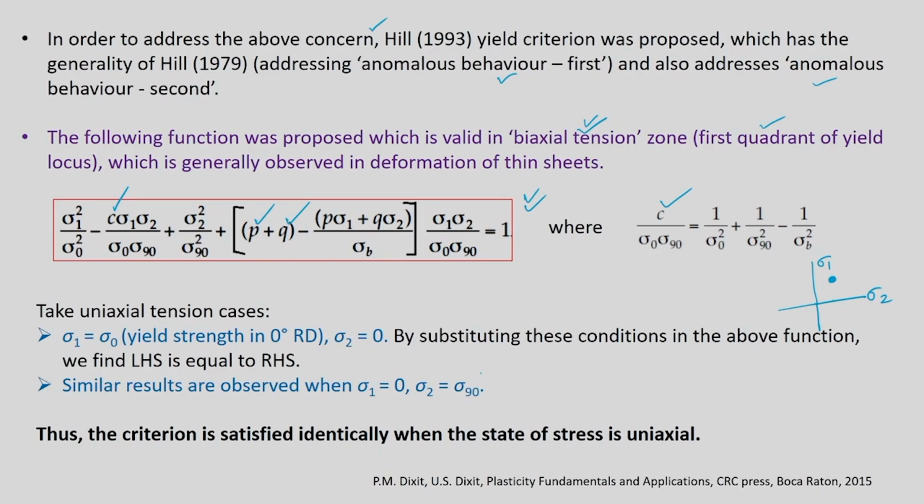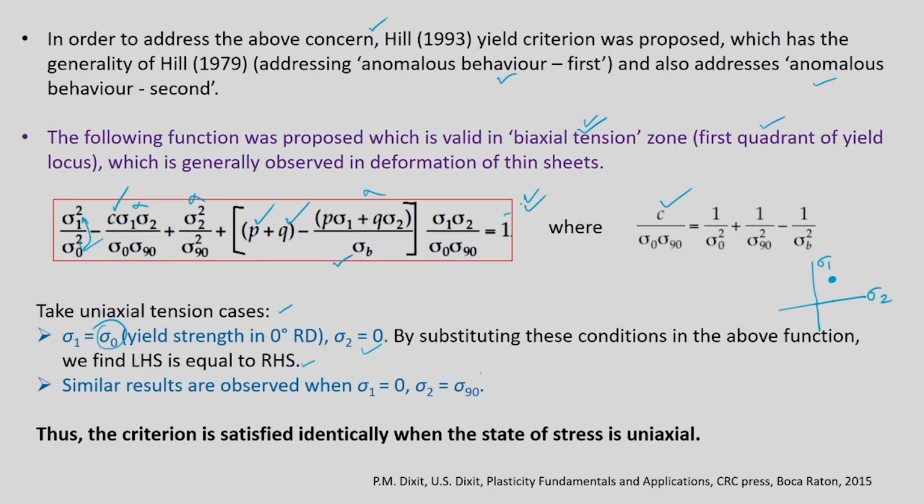can be satisfied in 2 cases, which is what I have shown here. Suppose you take a uniaxial tension case along the rolling direction, with yield strength, let us say, sigma naught. Since it is uniaxial, sigma 2 becomes 0. You put this condition in the equation and check: the left hand side would be equal to the right hand side. Because sigma 2 becomes 0, this entire term becomes 0, and this term also becomes 0. Then sigma 1 equals sigma naught, so these two are equal because here it is 1.